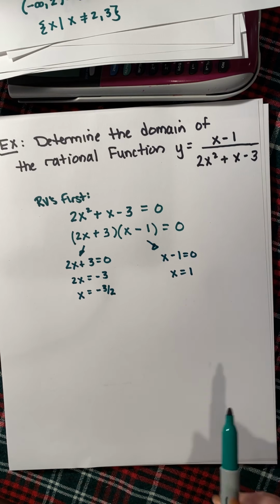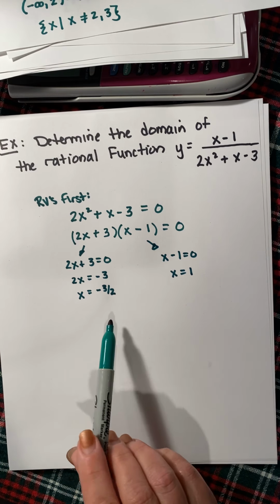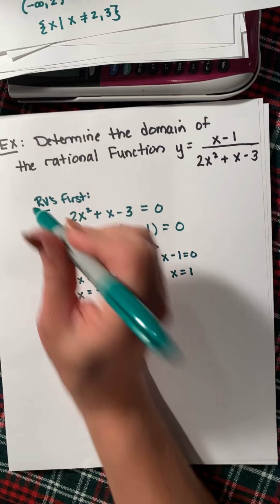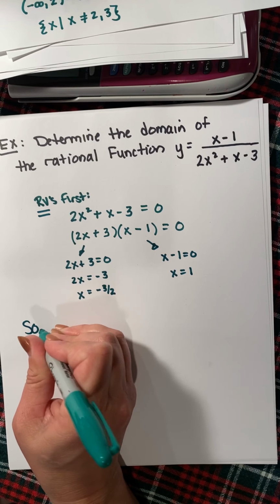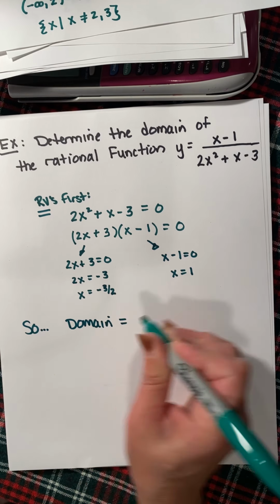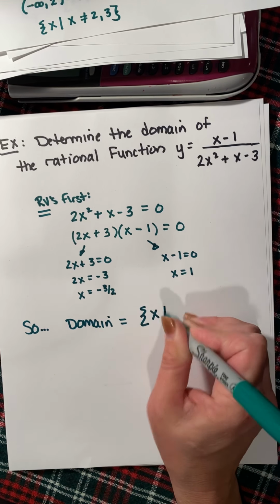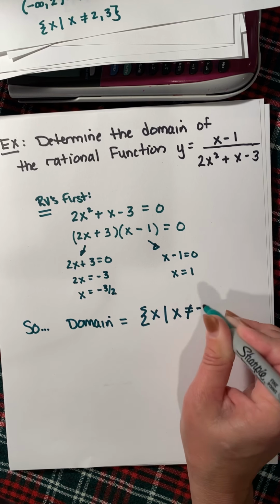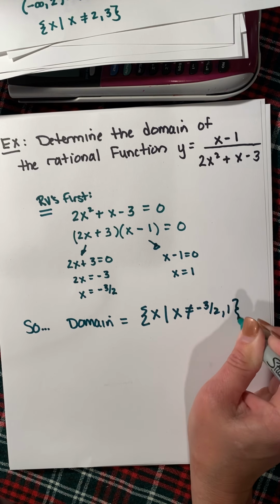X equals 1. Now remember, this is not the domain. This is the opposite of the domain. These are the restricted values. So the domain is, I'm going to use set notation first. The set of all x such that x does not equal negative 3 halves or 1.